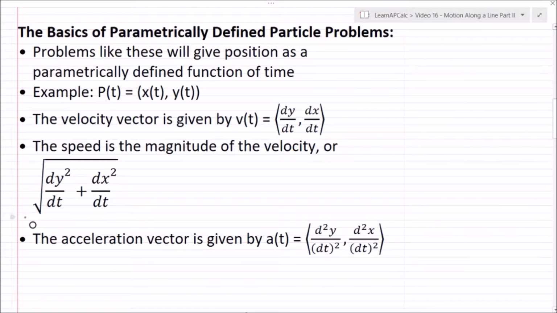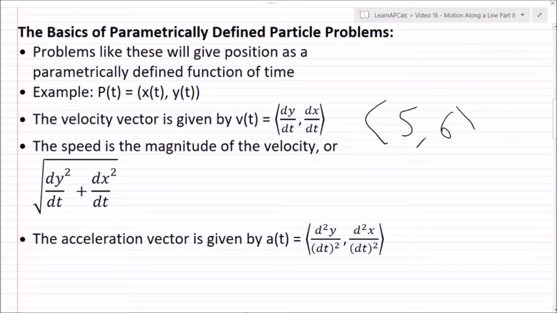Now our velocity vector is given by dx dt comma dy dt, and I've given it these strange looking brackets. That's basically saying that this is a vector. What a vector means is that not only do we have, say, a coordinate, but it's also pointing in a certain direction. However, this isn't very important for BC calculus. Just know that when you write your answer for velocity in a problem like this, you should use these brackets.